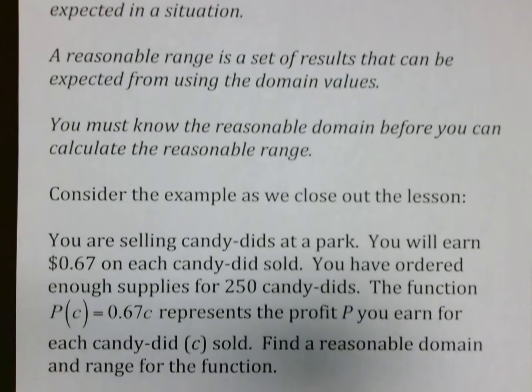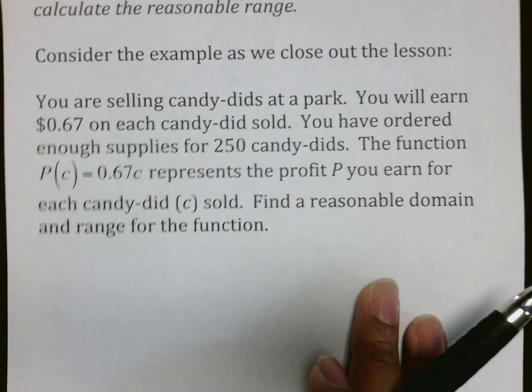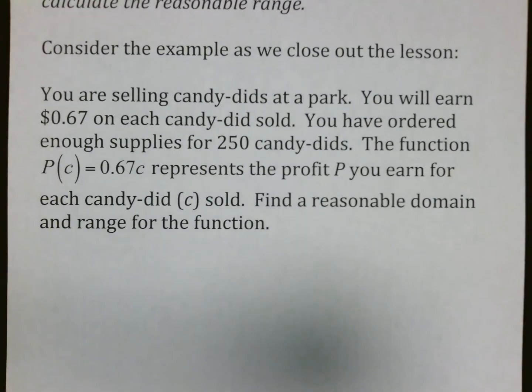Alright, so closing out this lesson really quickly, here's your example, and again, it's just like the example in the computer. You have 3 of these. Make sure you work on your fluency, because it's not hard to find, but you do have to actually remember how to arrange your question or your answer. So you're selling something called candidates at a park. You will earn 67 cents on each candidate sold. You have ordered enough supplies for 250 of those. The function P of C equals 0.67 C represents the profit P you earn for each candidate C sold. Find a reasonable domain and range for the function.